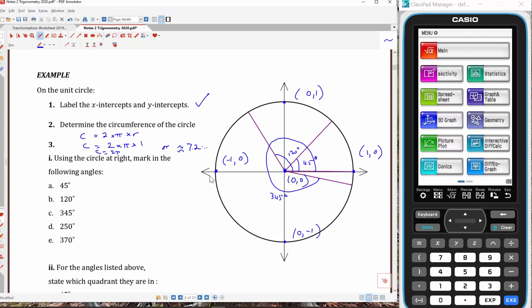All right, 250 is 180 plus 70. So here's 180, we're going to go 70 more, here's 90. So I'm going to say it's roughly down there. It gets a bit crowded. That would be 250 degrees.